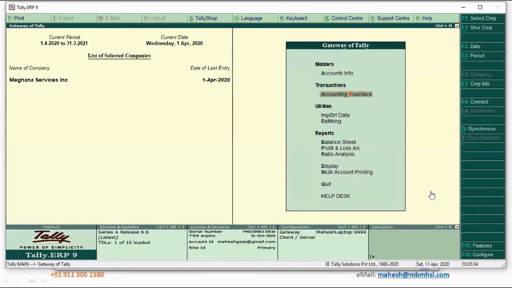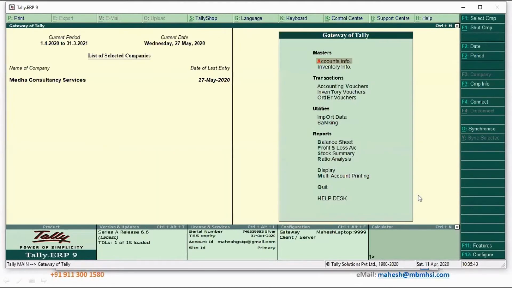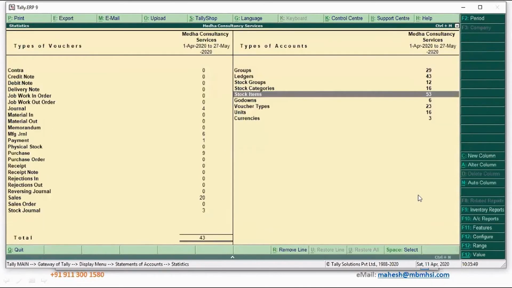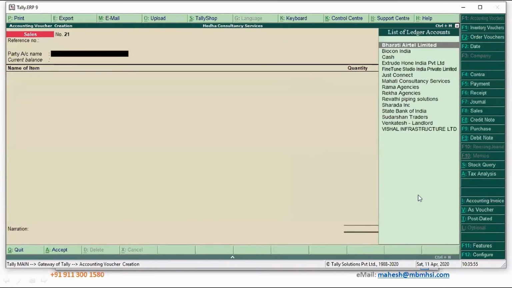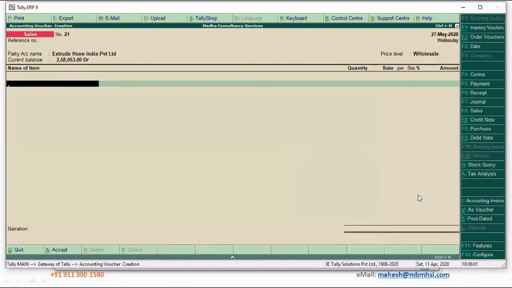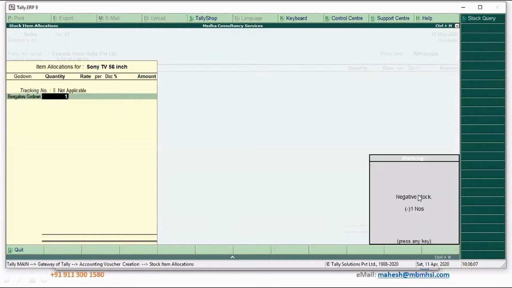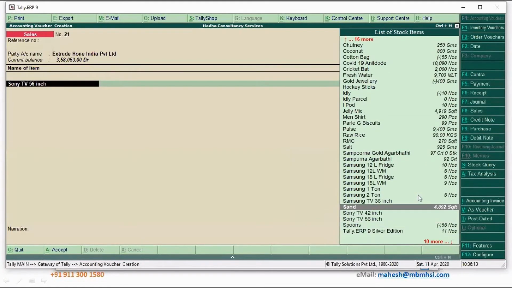Since I don't have any inventory in this company, let me go to the other company which has inventory. This is the company that we were taking yesterday, right? This has a lot of inventories. Along with the inventory, I'm also doing a service. So let me take a sales invoice, and I'm selling to Extrude Hone India. What am I selling? Sony TV 56-inch, one number. So this has gone negative. Which item do I have?